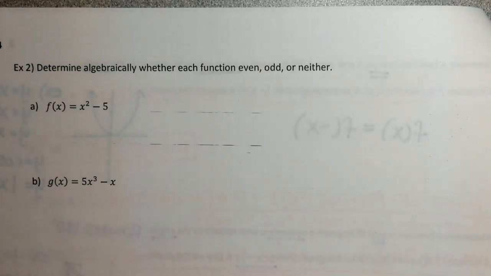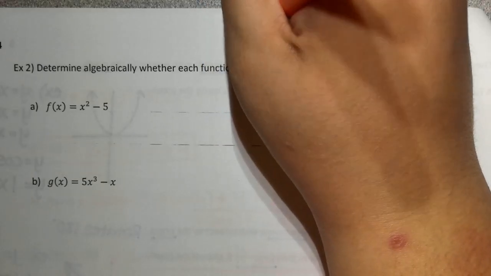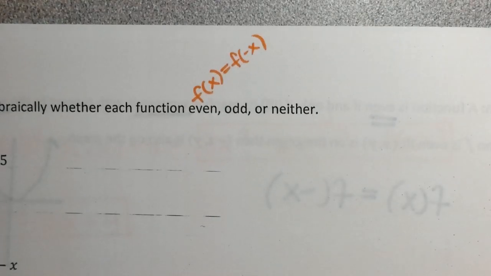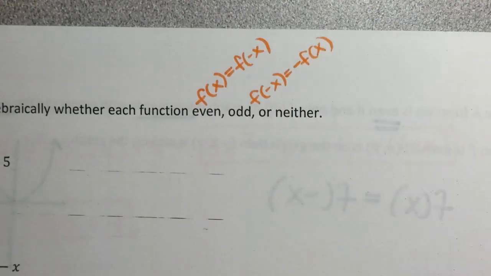Now, look up, please. For this one, as a reminder, you might want to write this down: even is when f of x equals f of negative x. Odd is when f of negative x equals negative f of x. If you can prove either one of those, then you're proving it's even or odd. My advice is to always try even first, because you have to use f of negative x for odd anyways.